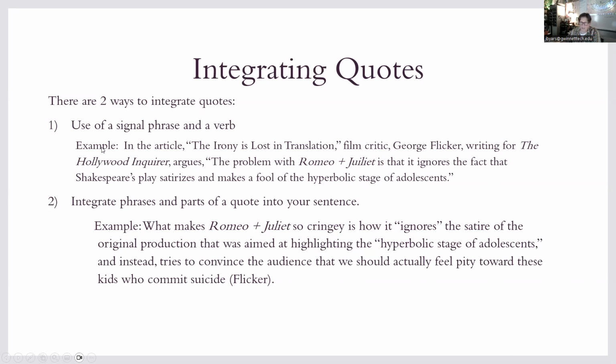This first one, it's obvious that you're quoting because you say George Flicker argues. This one, you don't say the author's last name, and you write it in a way where it sounds like you're just using your own words. What makes Romeo and Juliet so cringy is how it ignores the satire of the original production that was aimed at highlighting the hyperbolic stage of adolescence and instead tries to convince the audience that we should actually feel pity toward these kids who commit suicide. Someone just listening wouldn't have any idea that you're actually quoting anybody because the quotes are integrated so well.